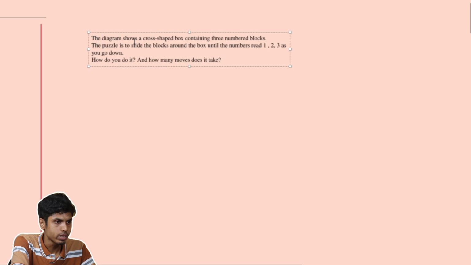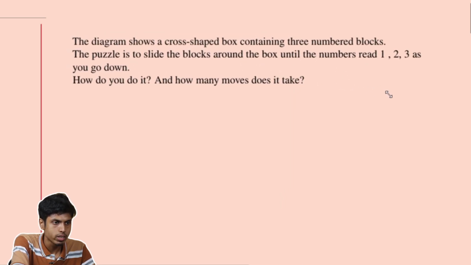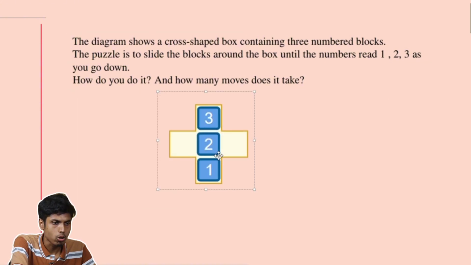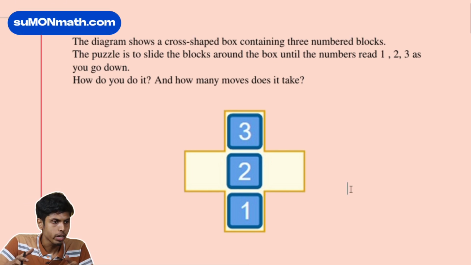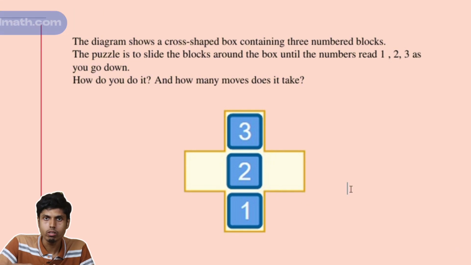Here is the statement. You have a puzzle to slide around the blocks around a box until the numbers read 1, 2, 3 as you go down. Here is the box and block arrangement. How many moves do you need in an optimal way and how do you perform it? So now is the time you can pause the video and think about this question before we get started. Maybe you can take 5 minutes at least to try this.